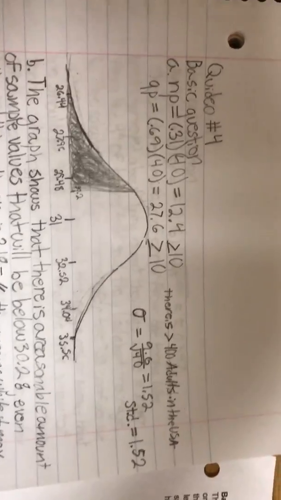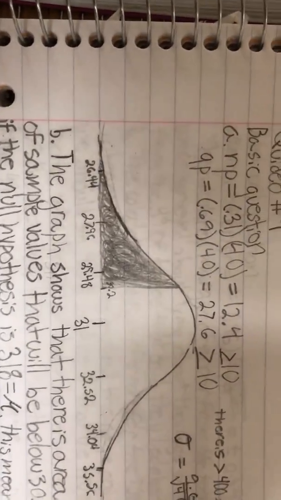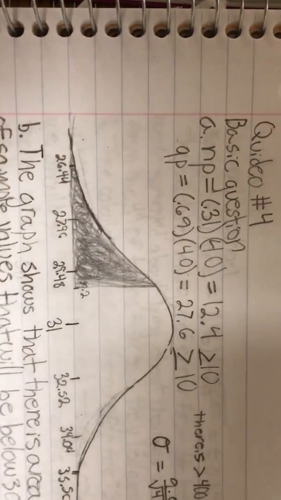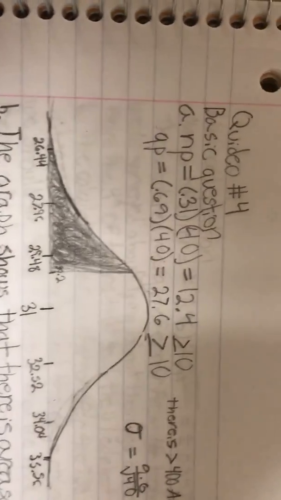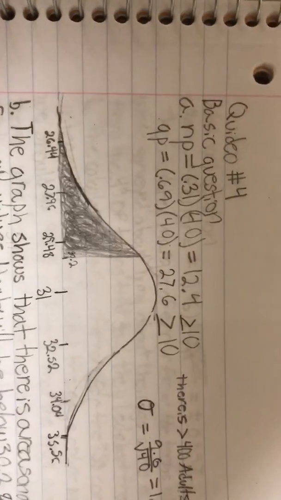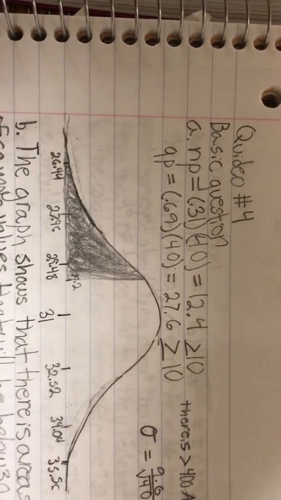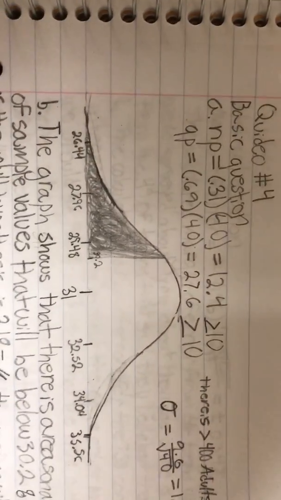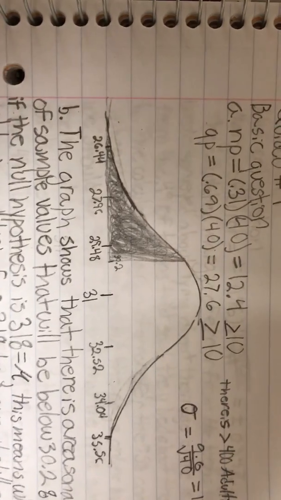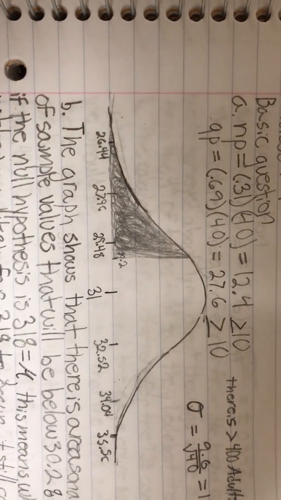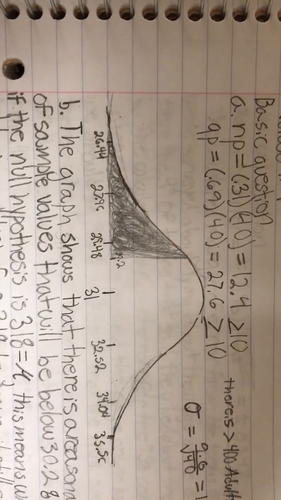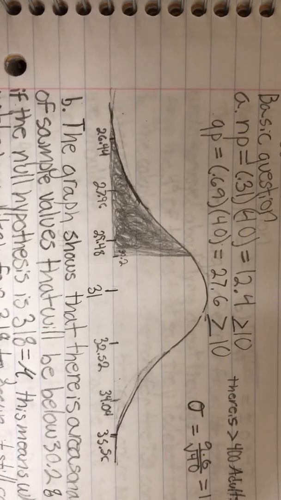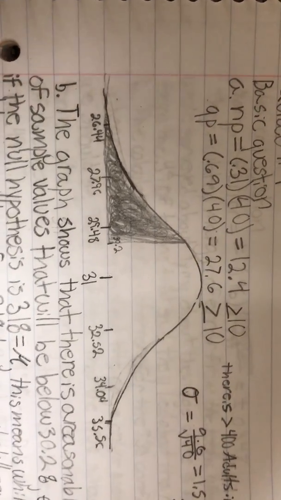To test whether it's normal, we need to see if the sample is big enough, and both np and nq need to be greater than or equal to 10. So we took 0.31 times 40 equals 12.4. Obviously that's greater than 10. And then nq, 0.69 times 40 equals 27.6, which is greater than 10.